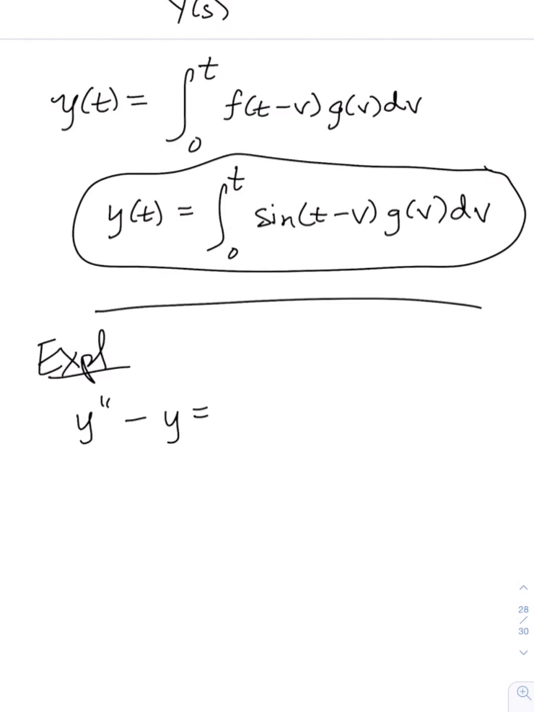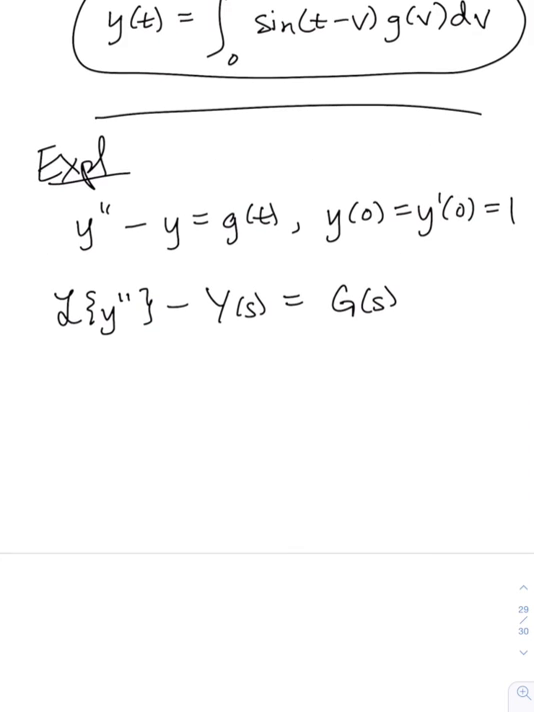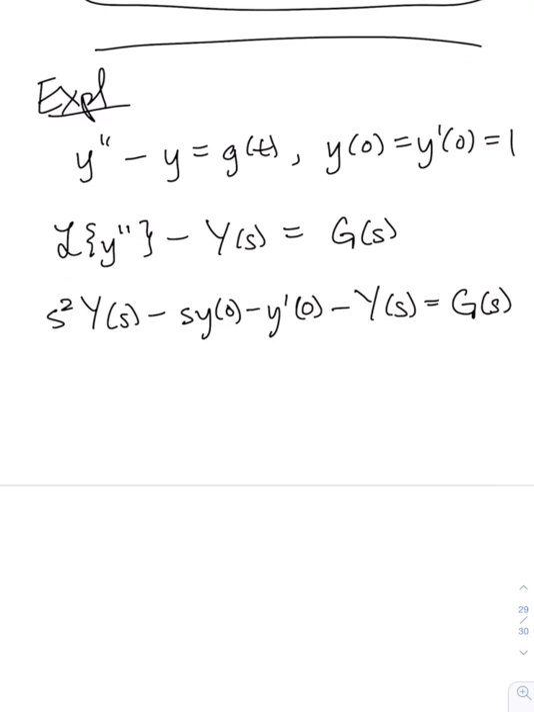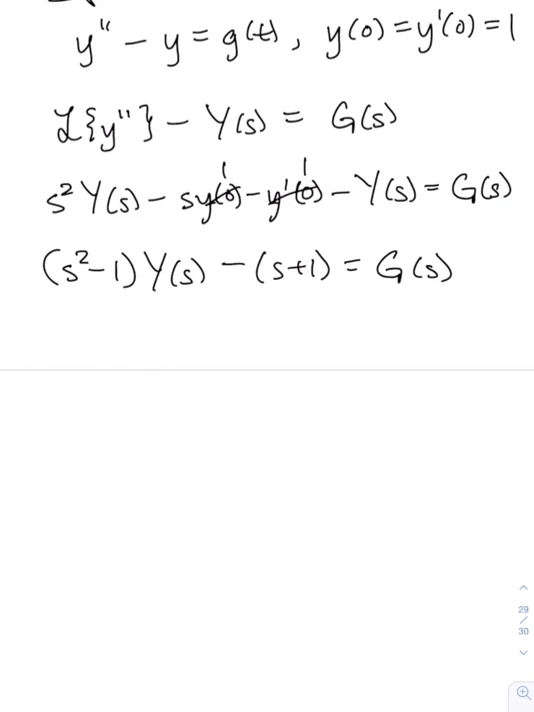Y double prime minus y equals g of t. And this time y of 0 and y prime of 0 are both 1. Okay. Then we have Laplace of y double prime minus capital Y is equal to capital G. So I have s squared capital Y of s minus s little y of 0 minus little y prime of 0 minus capital Y equals capital G. Y of 0 and y prime of 0 are both 1 in this case. So I get s squared minus 1 times capital Y minus s plus 1 equals capital G. Solving for capital Y then, I get s plus 1 plus capital G of s divided by s squared minus 1.